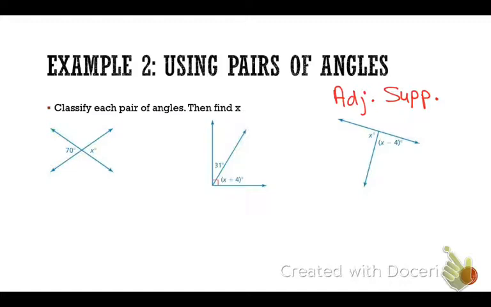All right, here we go. So if they're adjacent supplementary, x plus x minus 4 has to equal what? What do supplementary angles add up to?